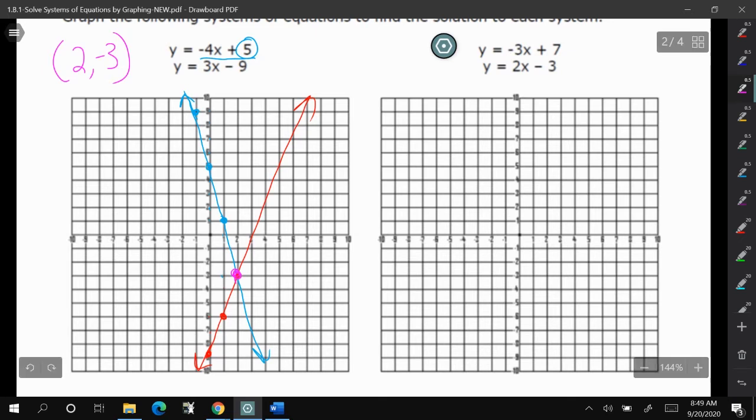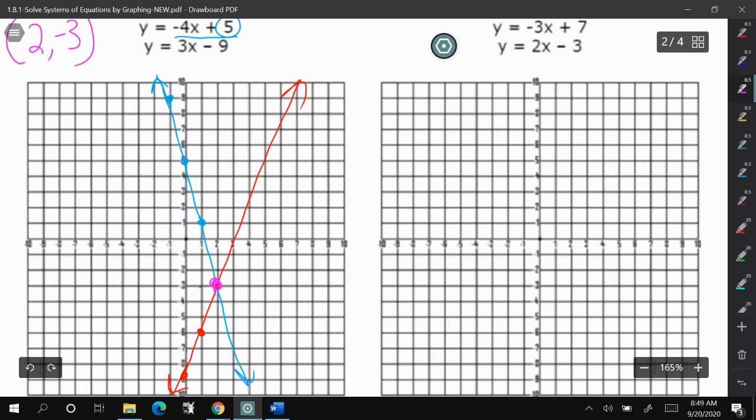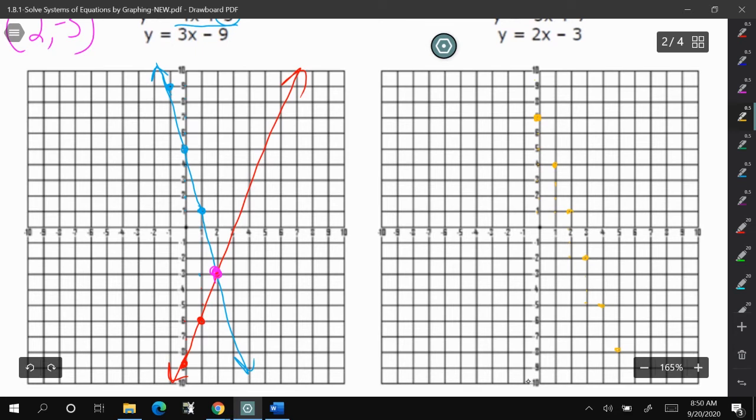Let's look at this one on the right. So we have y = -3x + 7, so 1, 2, 3, 4, 5, 6, 7, then negative 3, down 3, right 1. And it's important that you are taking your time with graphs, because if you don't, your intersection point might not be where it should be, and it's because your lines are not straight.